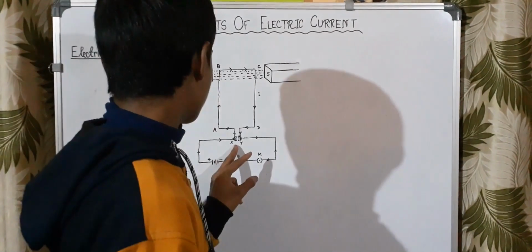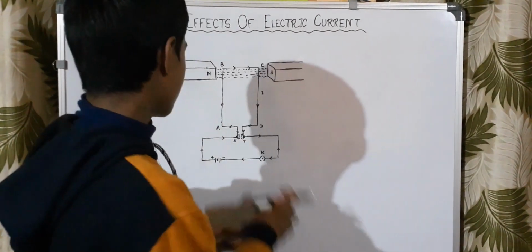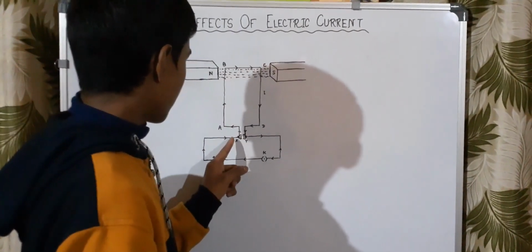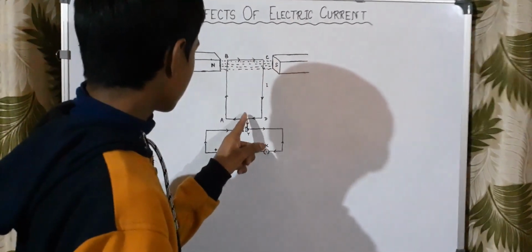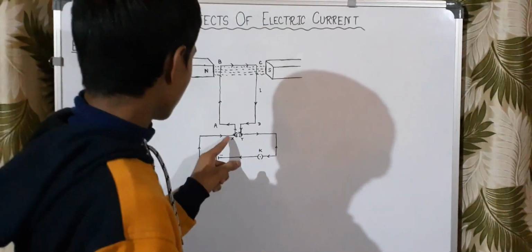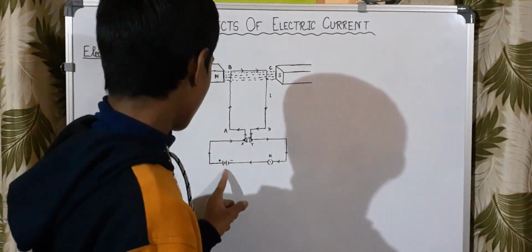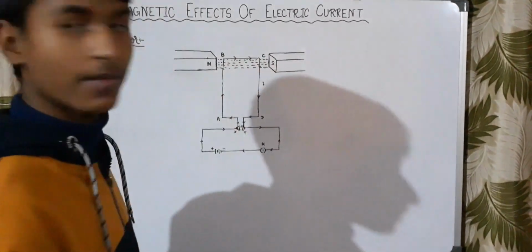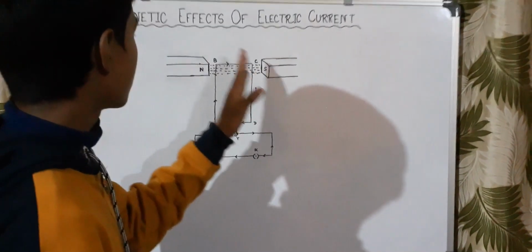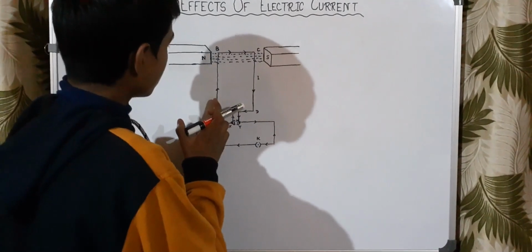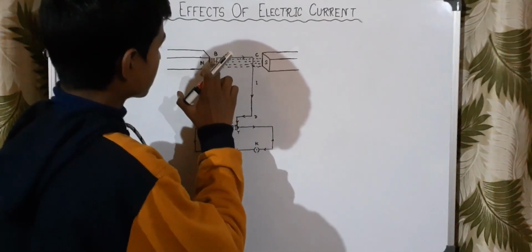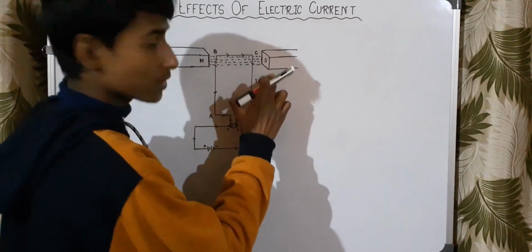Here, these are the two brushes. They are generally made up of carbon, and these brushes connect the circuit of the motor to this external circuit connecting to the battery. Now, by using Fleming's left hand rule, we can understand the working of this motor. The direction of the current is in this way, and the direction of the magnetic field is from north to south.